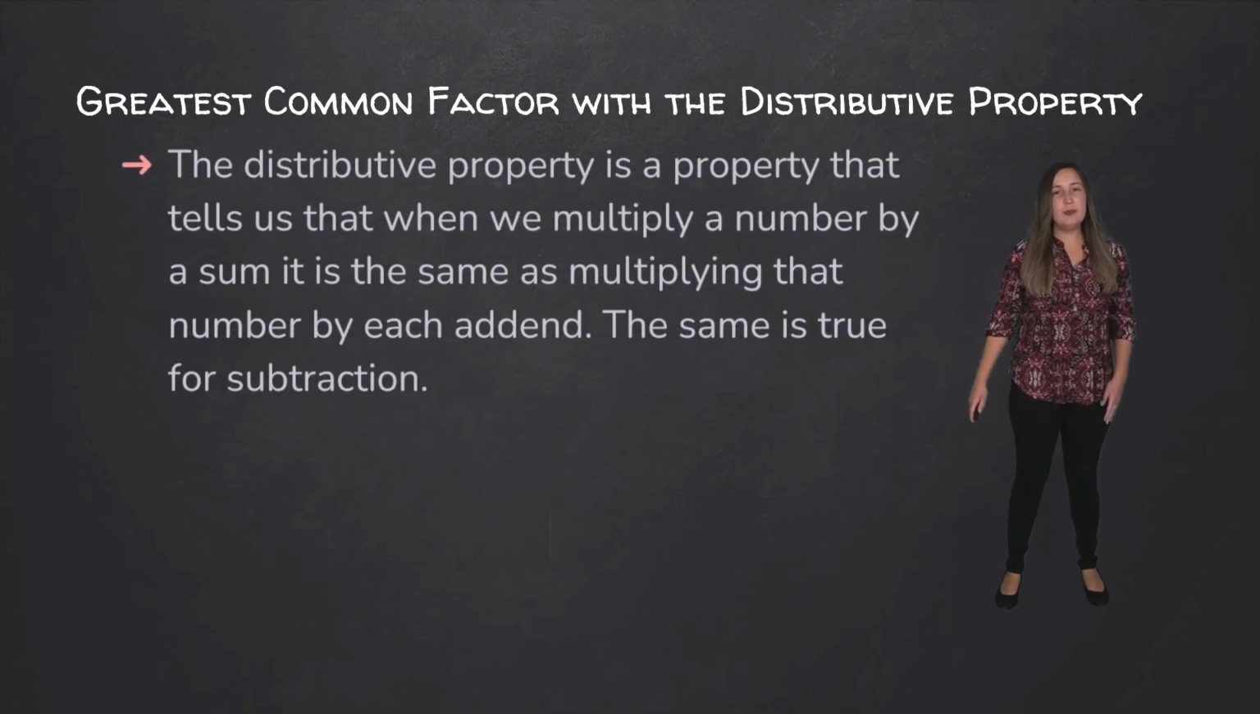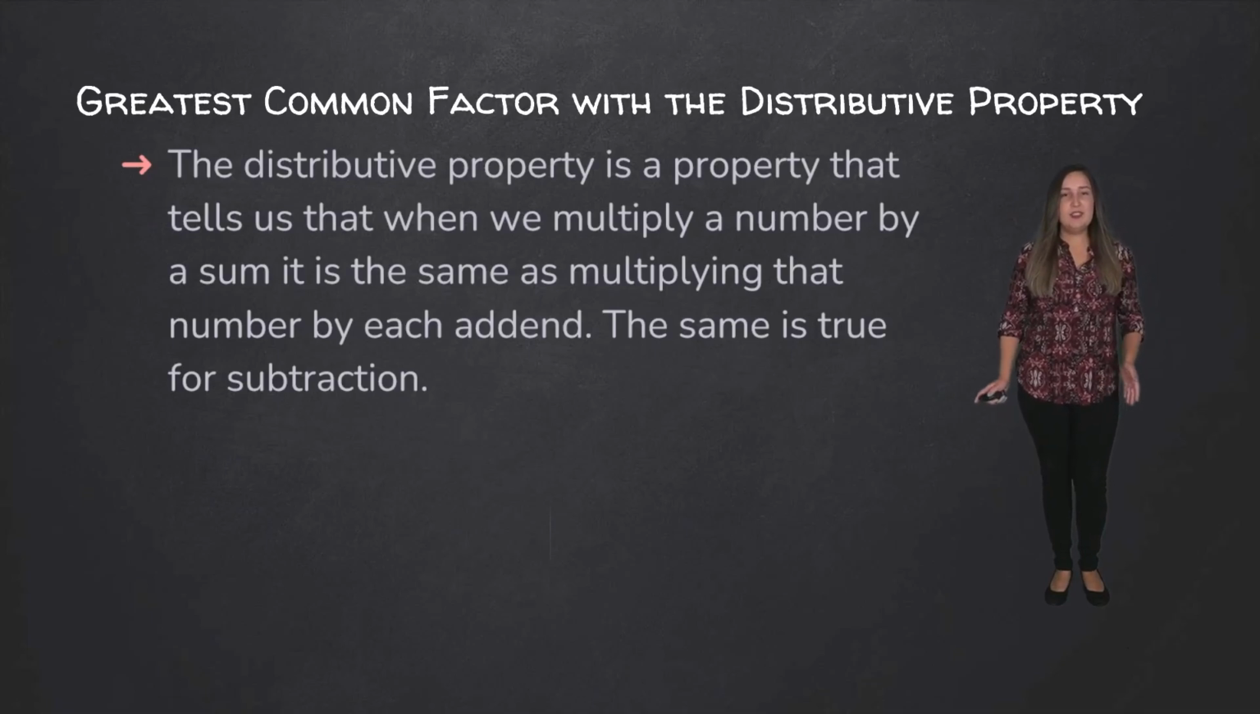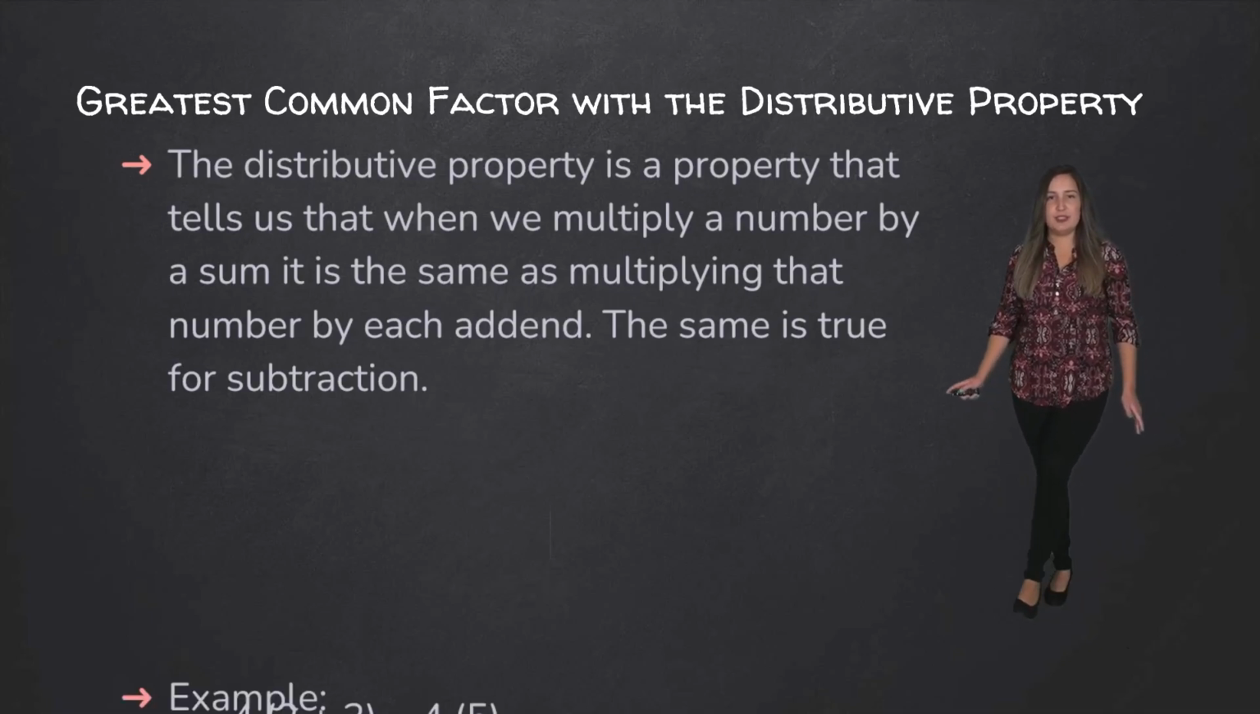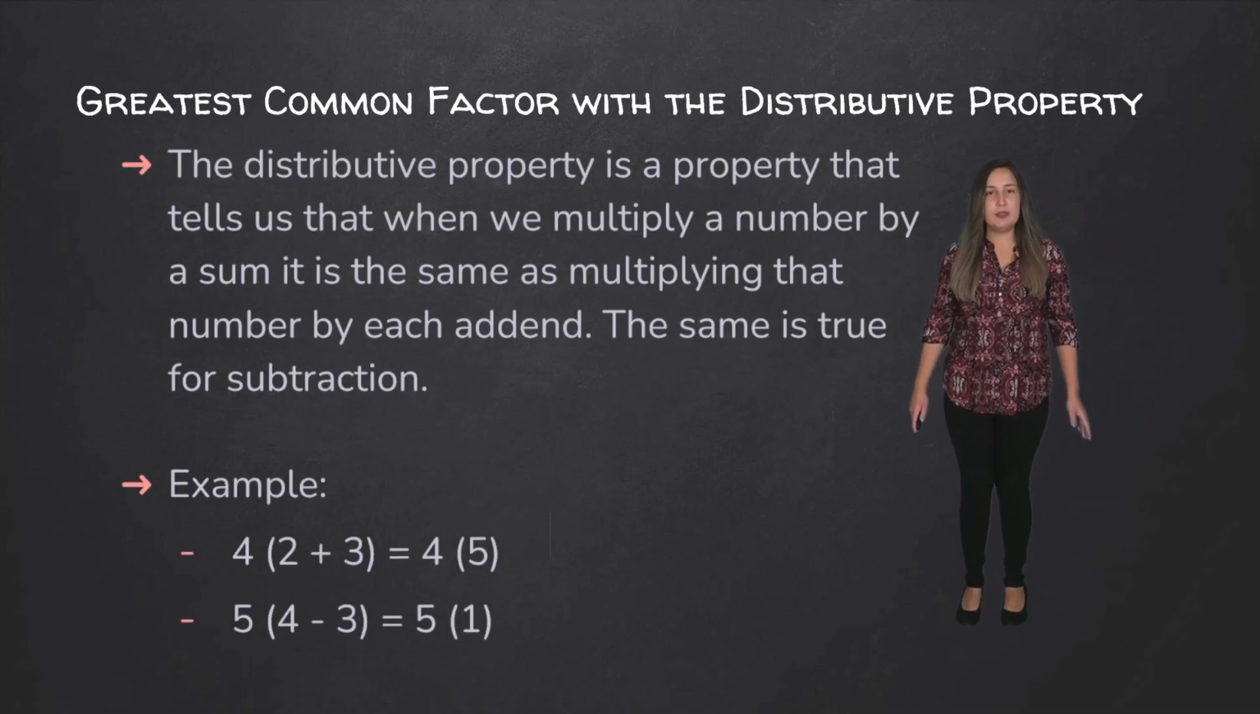So now let's talk a little bit about the distributive property. The distributive property is a property that tells us that when we multiply a number by a sum, it is the same as multiplying that number by each addend. The same is true for subtraction. So here we have two examples.